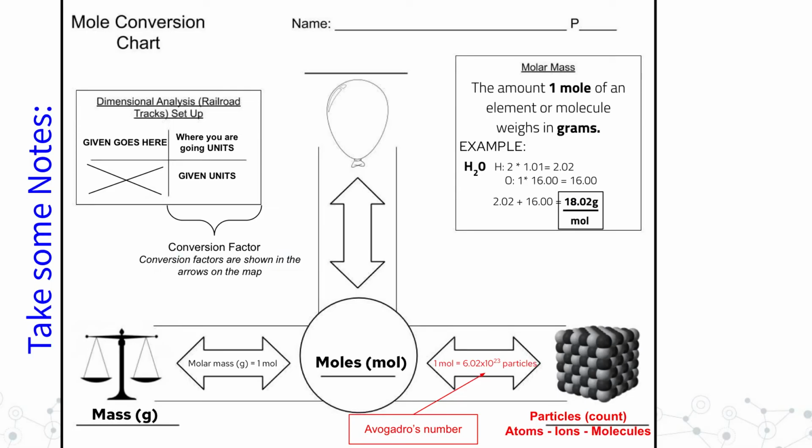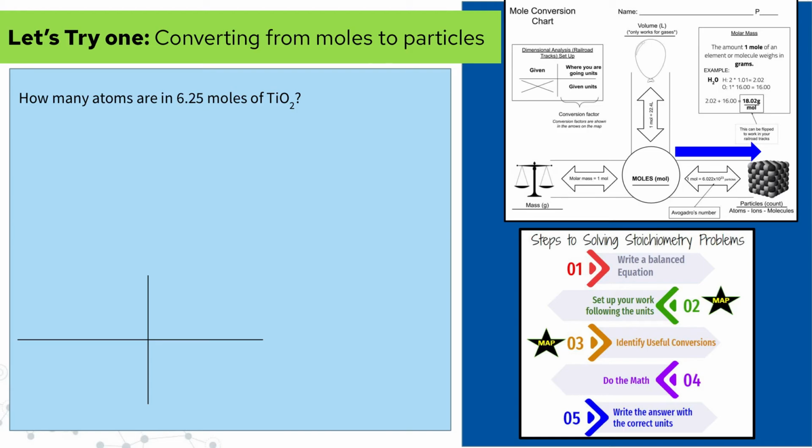So on your mole conversion chart or the map, you're now going from moles to atoms or ions, particles, molecules using Avogadro's number. So this question is, how many atoms are in 6.25 moles of titanium oxide? My given is 6.25 moles TiO2. So then, how many atoms?